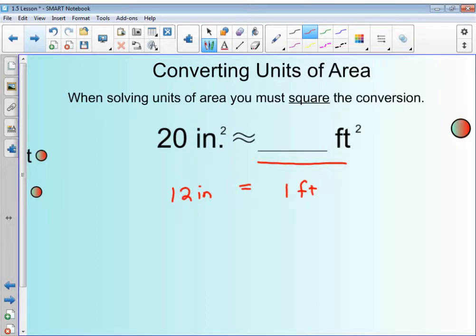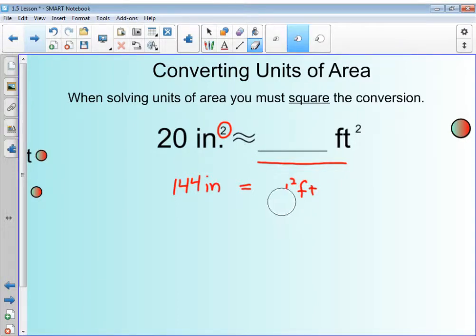Okay, so now when I go through to do this, because we are working squared and we're working area, we're actually going to square the numbers that we're working with in our conversion. So when I do 12 squared, that's going to give me 144. So I'm going to change this to 144 inches here. And 1 squared is still just going to stay 1, because 1 times 1 is 1.